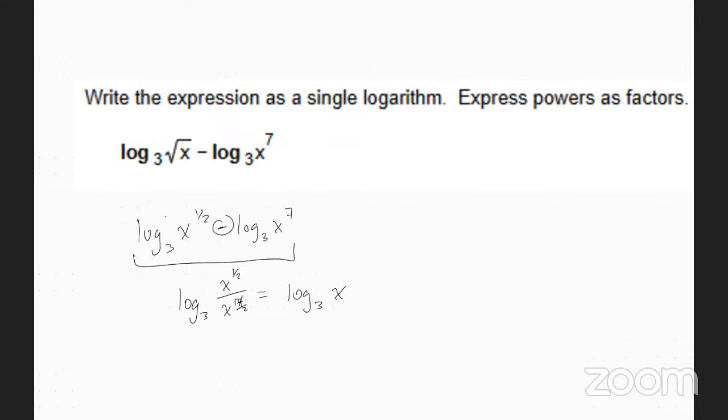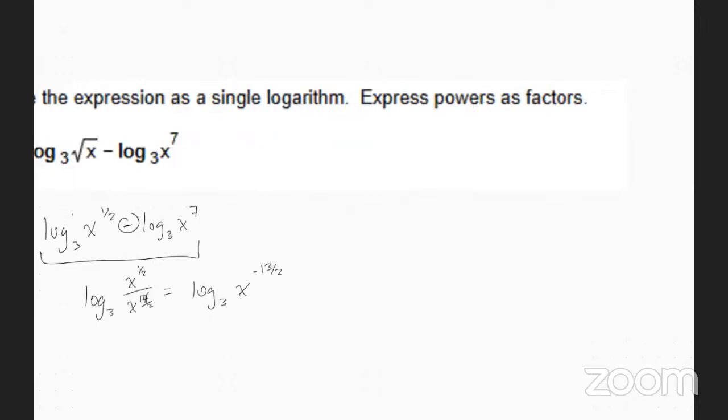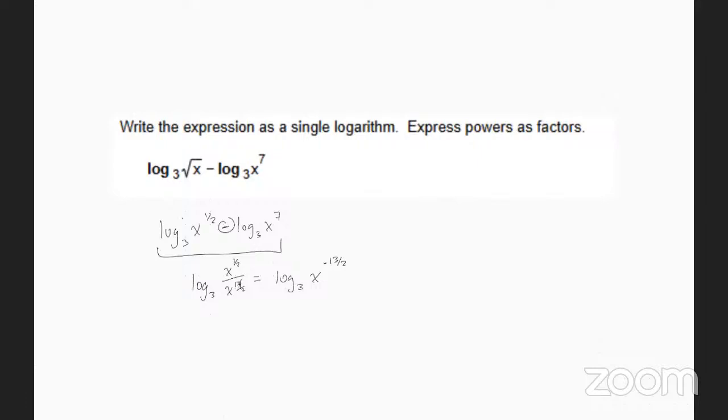Write the expression as a single logarithm and express powers as factors. I'm not done just yet. Powers as factors means this comes down to the front. So negative 13 over 2 log base 3 of x. That's the answer. Okay, got it. That makes much more sense.